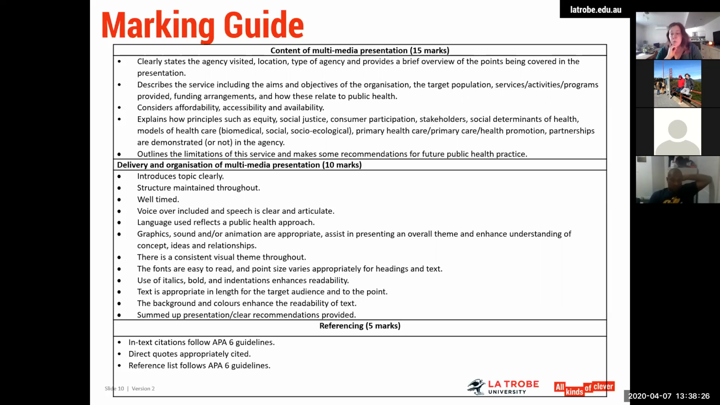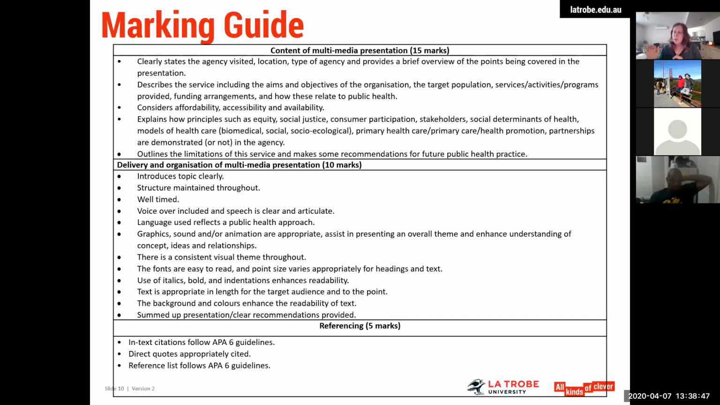If you're going to use some direct quotes, and you might want to, you can do that. You can take things directly from their websites or their reports, but they need to be appropriately cited, okay? And that you've got a full reference list at the end, and that also follows the APA 6 guidelines, okay?